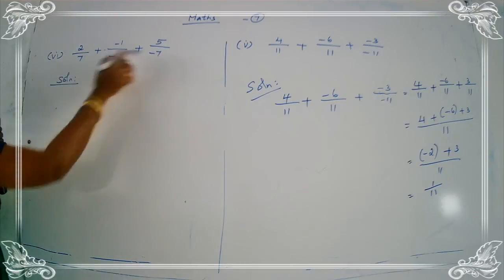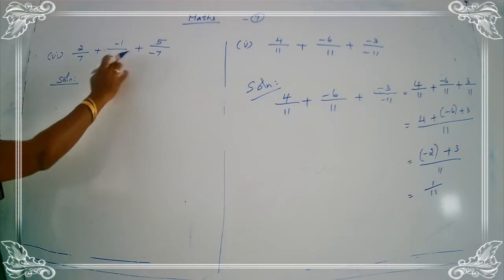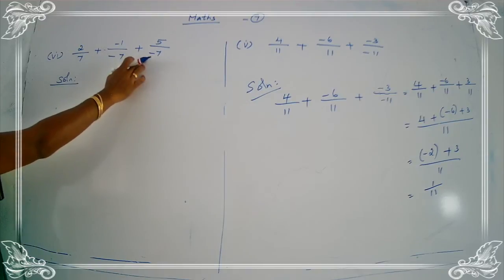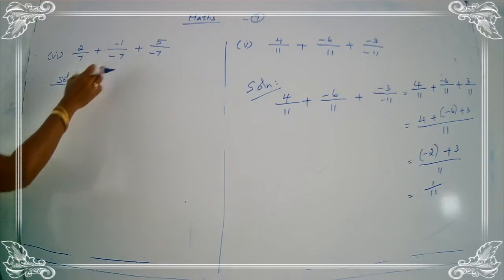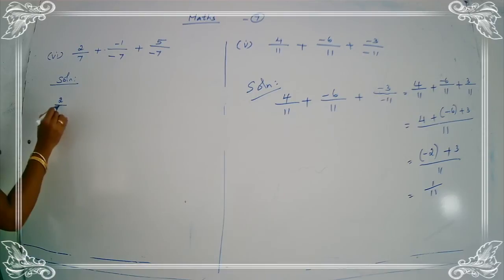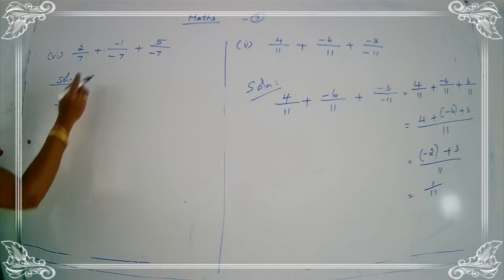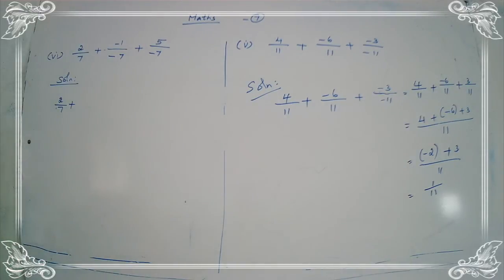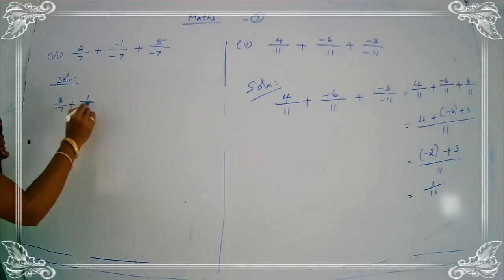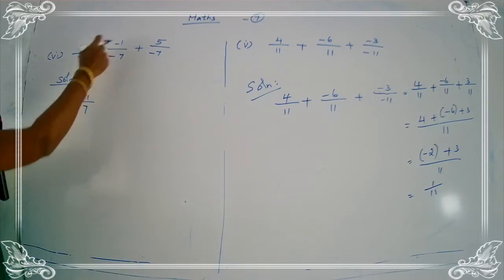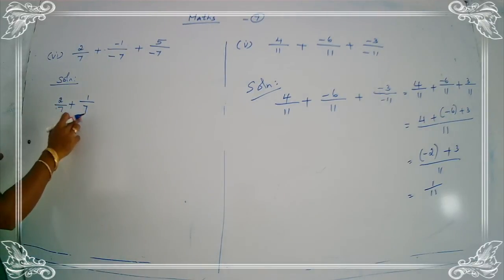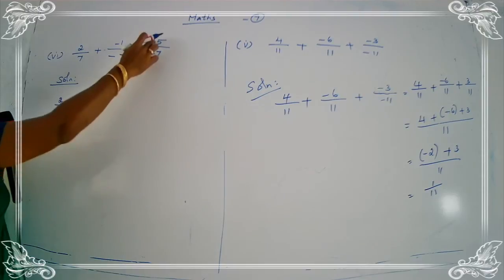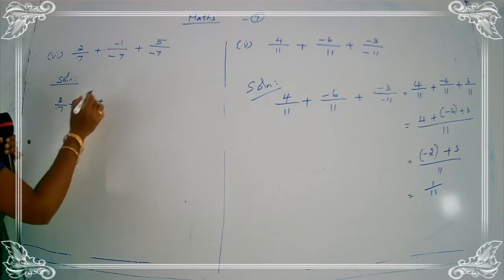Okay, first of all, the denominator is the same number only, but here some denominators have a negative sign. Yes or no? So you write in the standard form. So 2 upon 7 plus, you see here, numerator and denominator both have a negative sign. Minus divided by minus gives plus. So that's why 1 upon 7. Otherwise you cancel the minus. Minus minus cancel. So your answer is 1 upon 7 plus 5 upon minus 7.